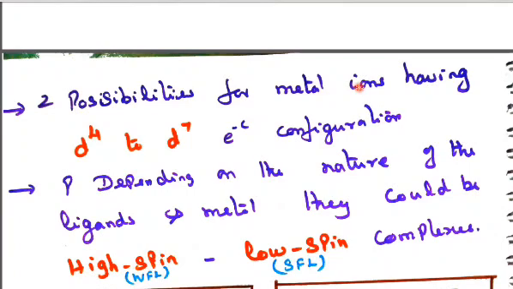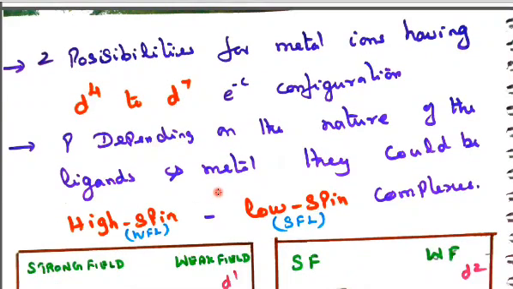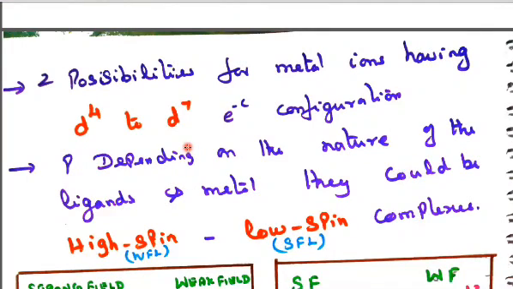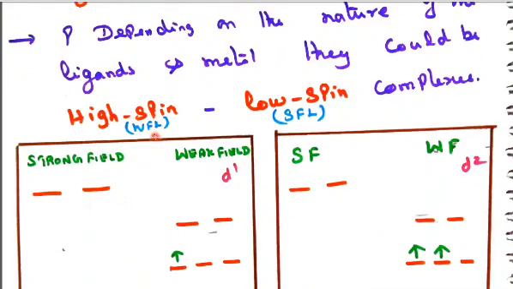There are two possibilities for metal ions having d4 to d7. If the electrons present are d4, d5, d6, d7, d8, like that, the outcome is the nature of the ligand. Pairing takes place accordingly. Just see this high spin complex and low spin complex, not only up to d7 but also up to d10, from d4 to d10 electrons. Just see, high spin complex for a weak field ligand, low spin complex for a strong field ligand. Here I have written strong field and here I have written weak field. I have given a lot of examples.